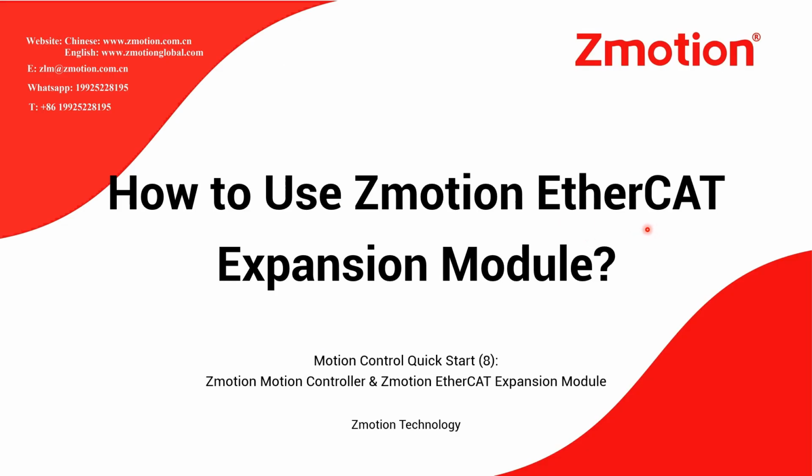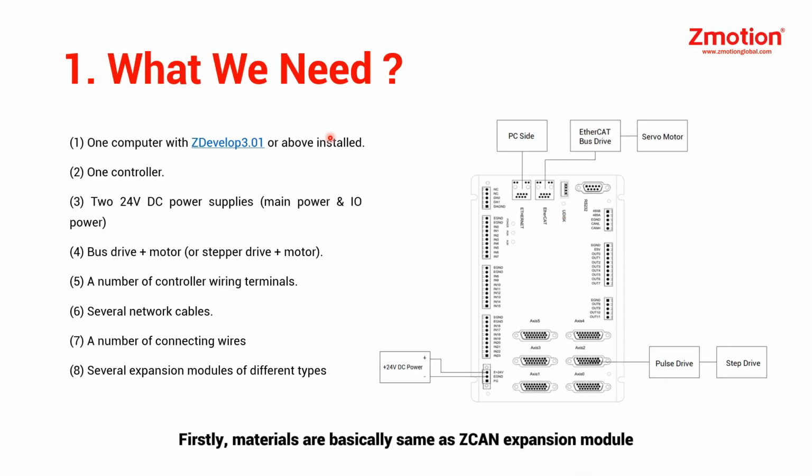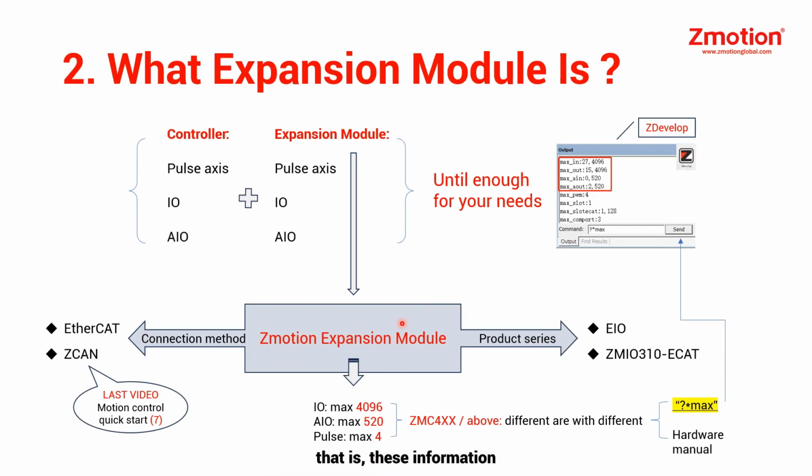Today, let's keep learning knowledge about expansion modules. And this part is for EtherCAT expansion module. Firstly, materials are basically the same as the EtherCAT expansion module. You could review it in the last video, Motion Control Quick Start 7, including the function of the expansion module. That is, this information. In short, the expansion module is used to expand these resources.